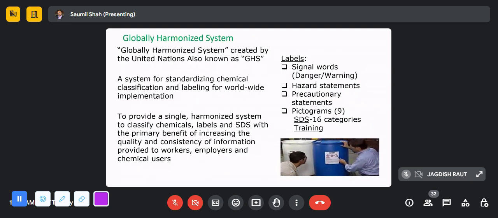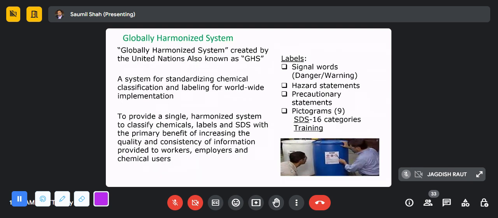Now I talk about the Globally Harmonized System. The Globally Harmonized System, created by the United Nations, also known as GHS, is a system for standardizing chemical classification and labeling for worldwide implementation. This is a standard that will show you how to label a chemical, so it is a universally accepted standard. According to that, you will see the same in India, in the US, and in other countries also. It provides a single harmonized system to classify chemicals, labels, and SDS, with the primary benefit of increasing the quality and consistency of information provided to workers, employers, and chemical users.